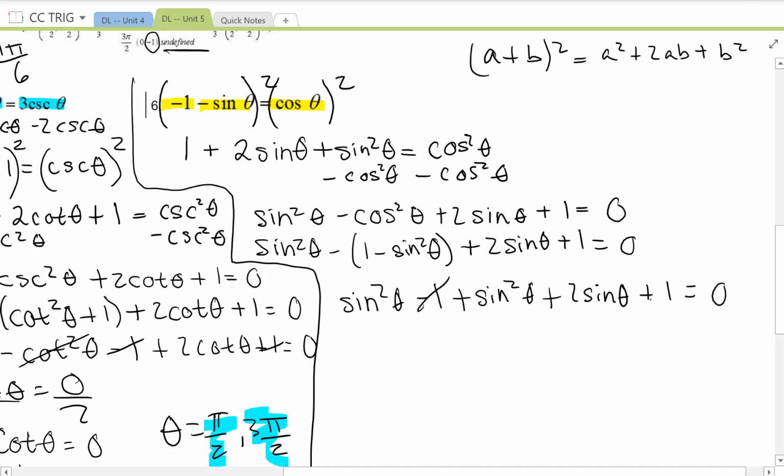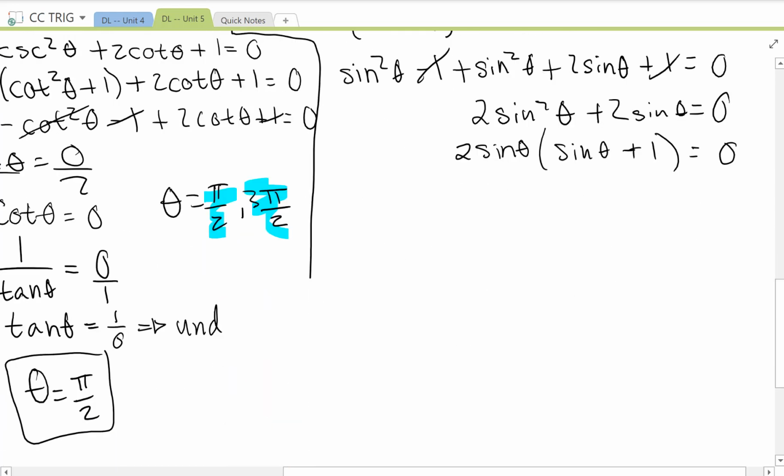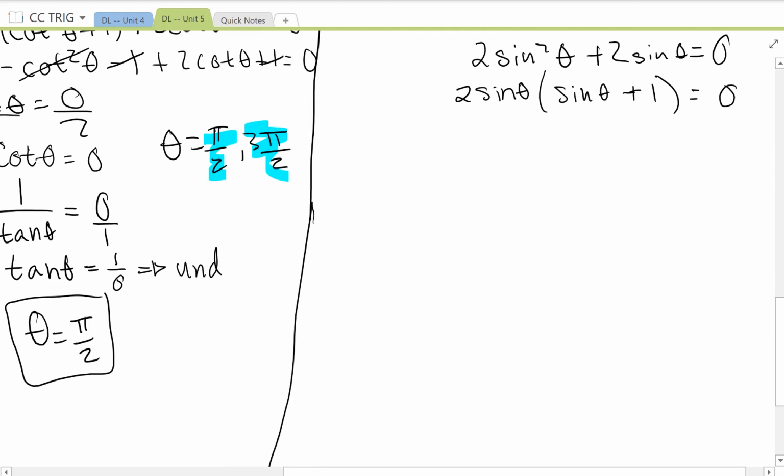Hey, -1 and 1 is 0. Sine squared plus sine squared is 2 sine squared. It's 2 sine theta. Great, we only have 2 terms and they both have a common factor, 2 and sine theta. So 2 sine theta times, so we're going to divide 2 sine theta from each, so sine theta plus 1 equals 0. Use the zero product property.